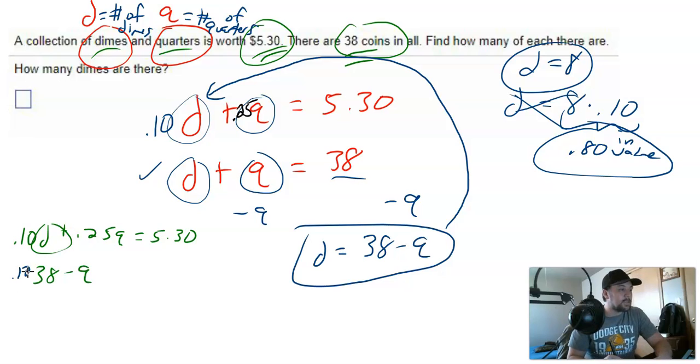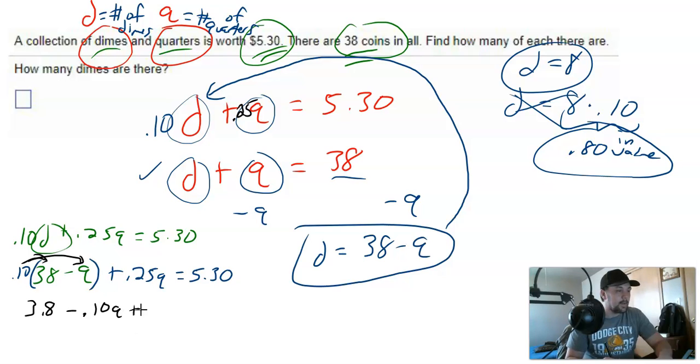So I'll still have the 0.10 in front of that, so I want to put parentheses around that, plus 0.25 Q equals 5.30. And then now I can solve this equation for Q to find out the number of quarters. So I'm going to distribute the 0.10. So it's going to be 3.8 minus 0.10 Q plus 0.25 Q equals $5.30.